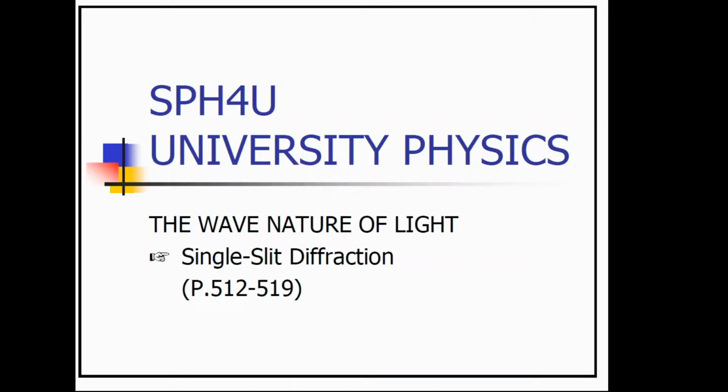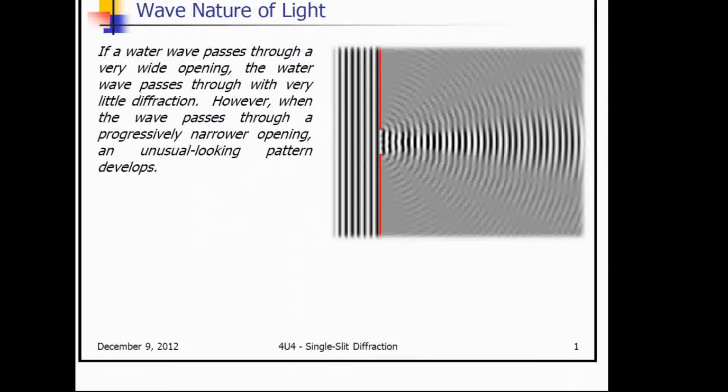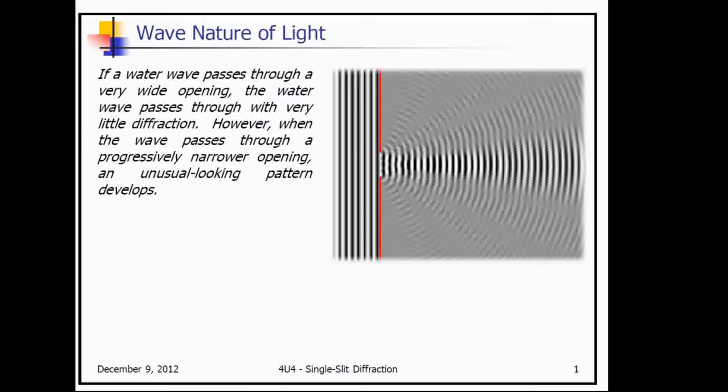Okay, this next lecture is on single slit diffraction. It's section 10.2 in your textbook. So we talked about the double slit experiment, and part of that was to use a single slit and then a double slit in order to get our light to be coherent. But when we pass light through a single slit, we do have some diffraction as well.